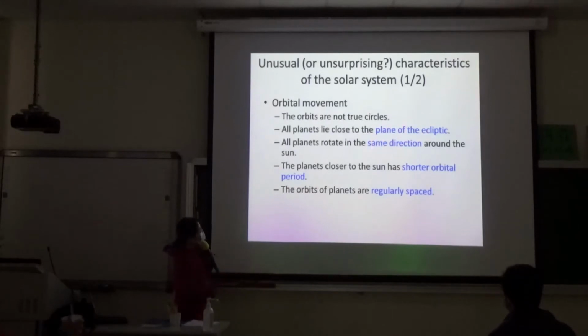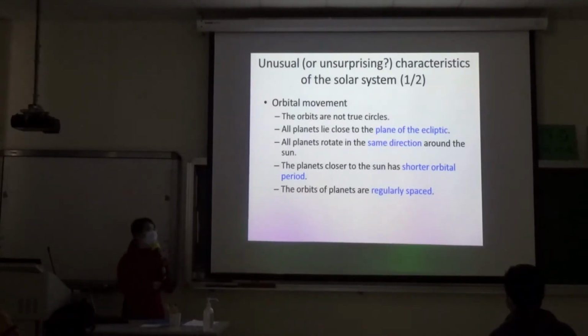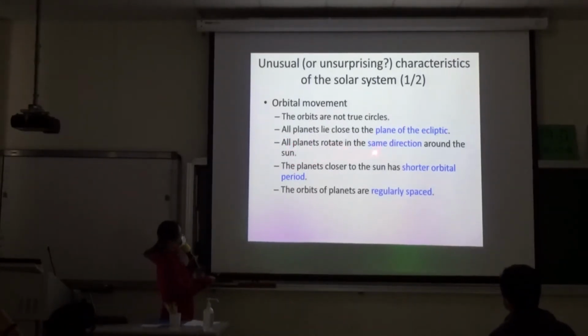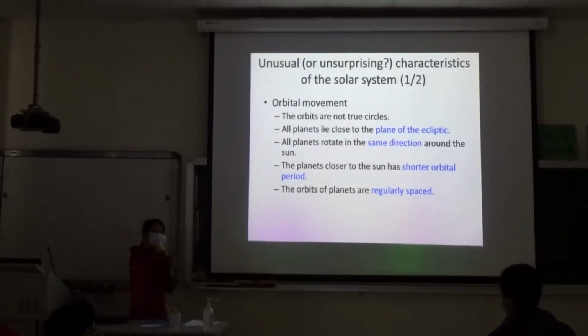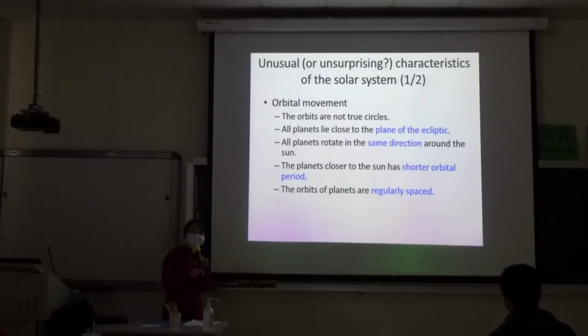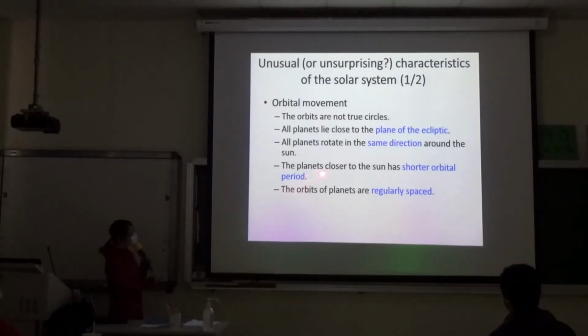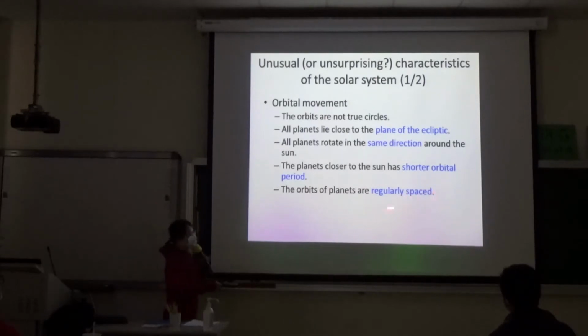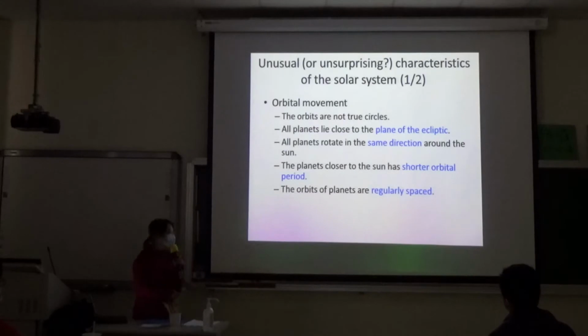And the plane of the ecliptic 就是黄道面. All planets rotate in the same direction around the sun, all counterclockwise, and the planets closer to the sun have shorter orbital periods. So this is because of the conservation of angular momentum, as Ray mentioned in his slides. 角动量守恒. The orbits of planets are regularly spaced, so their orbits do not cross each other.